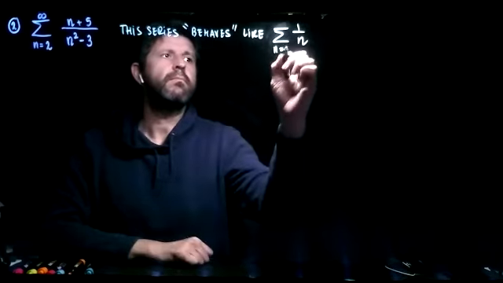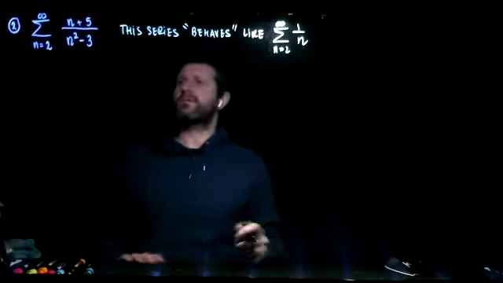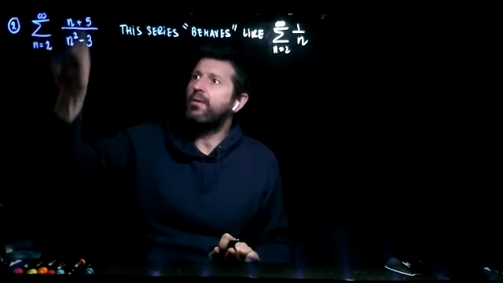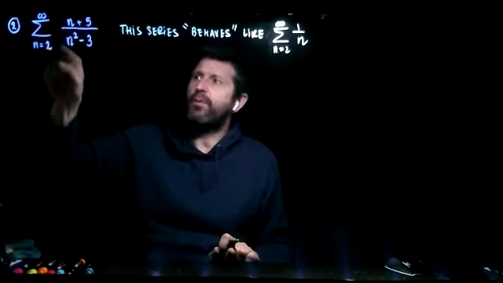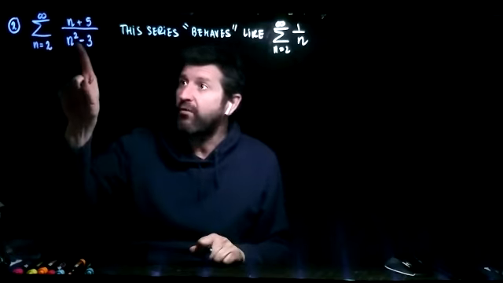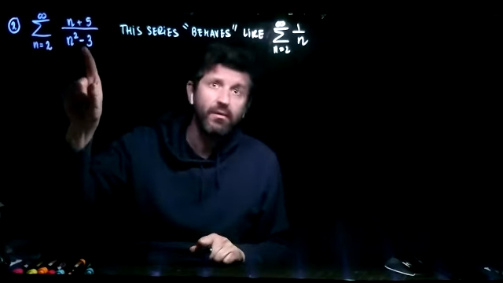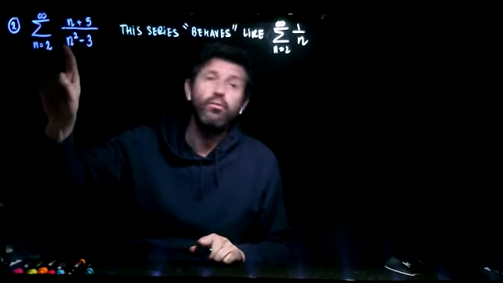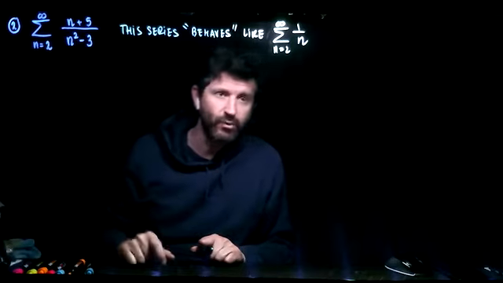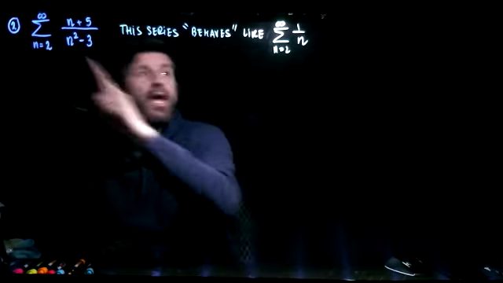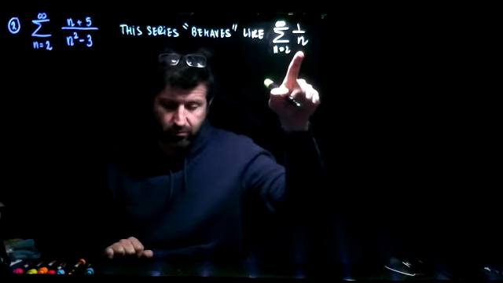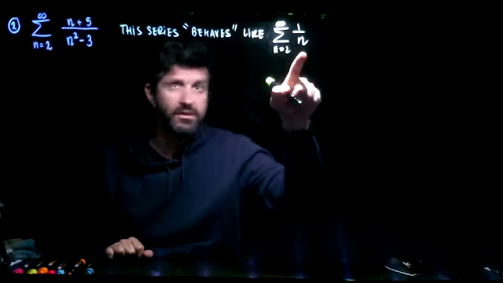Okay. It sort of has the same behavior because it's the same order, right? n power 1, n power 2, n over n power 2 is like 1 over n. If the bottom was n³ minus 3, then it would behave like n over n³, which is 1 over n², a different story, which obviously converges because it's a p-series. So this behaves like this series, which of course diverges. True? Because it's the harmonic series.